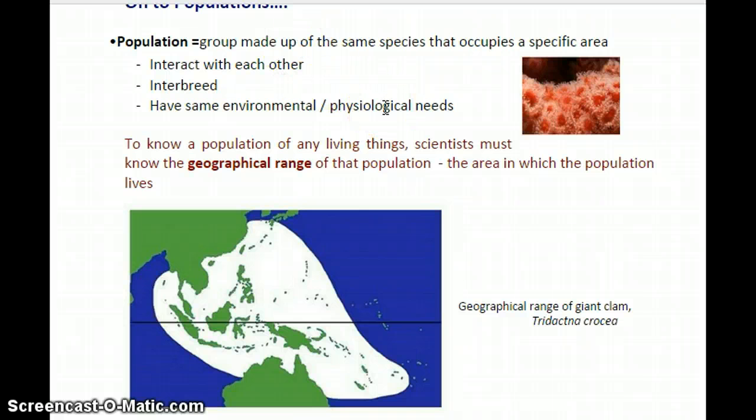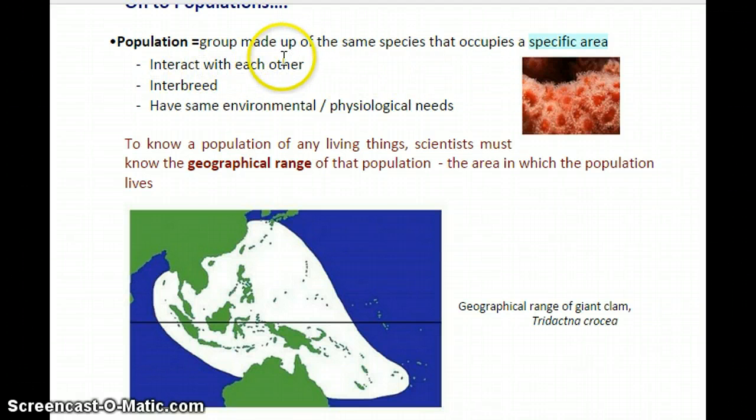So we know that all these organisms need to consume nutrients and resources. We know that too many resources, too many nutrients are not necessarily a good thing. So when we talk about a population, we mean a group made up of the same species that occupies a specific area in a specific time. So population of humans, we could say, there's a population of humans that lives in North America. There's a population of humans that lives in Southeast Asia. So we're talking about one species in a specific area.